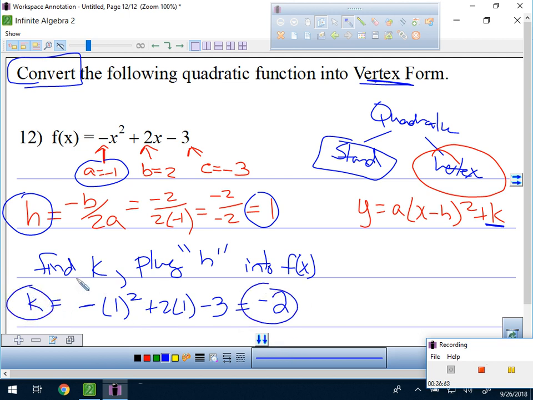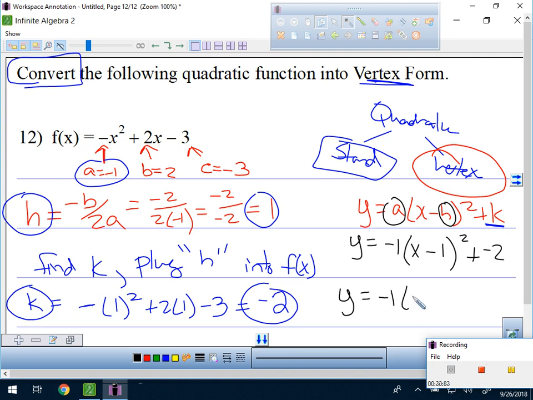So literally, to find k, you plug h back into the function, and that's how you get k. So that means your answer would be this: y equals a, we said a was -1, times x minus h, we said h was +1, squared, plus k, and we said k was -2. So you could really write it like this: -1 times (x minus 1) squared minus 2. And that would be the answer that you're looking for.